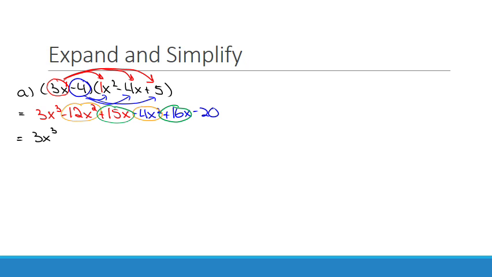So 3x cubed will come first. Next we want the squareds. Negative 12x squared minus 4x squared is negative 16x squared. Again, we don't change the x squared; it's the term we're dealing with. Now come the x to the first powers, just the x's. 15 plus 16 is 31x, and then minus 20.